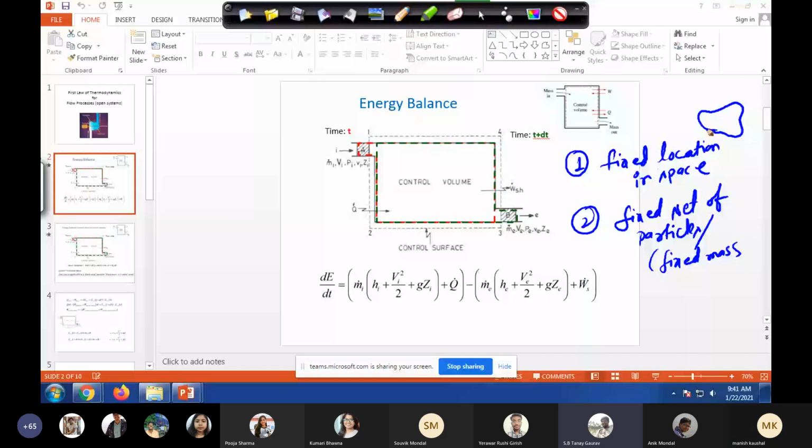Fixed set of particles or fixed mass, I guess. Is it? So are you saying, Tanay, more like that? No, it's fine. I mean, it can be. One can think intuitively like that. That's fine.